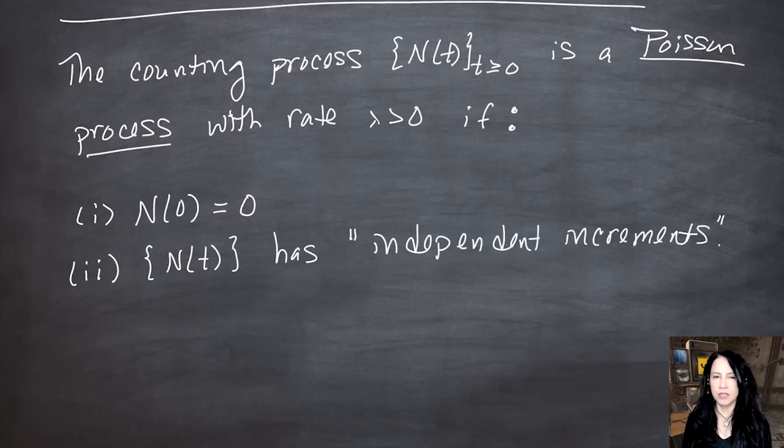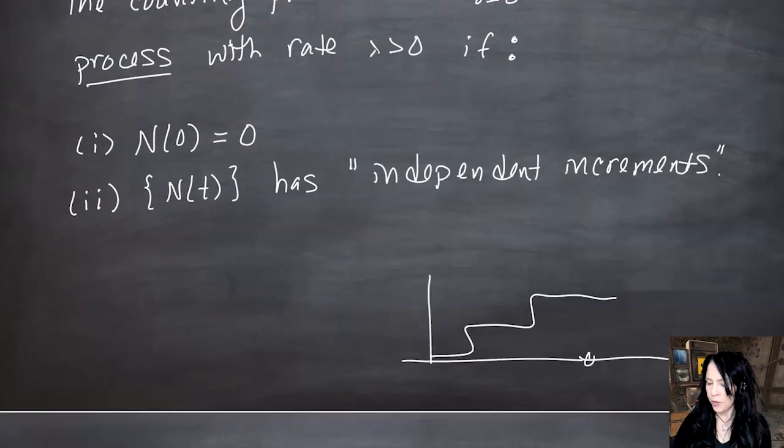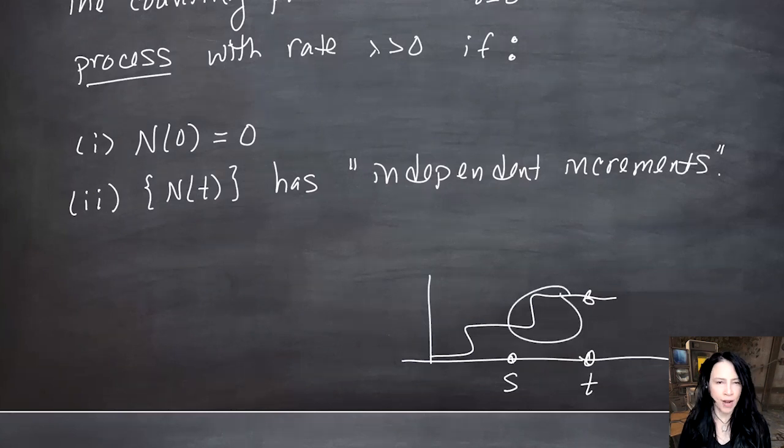The process is accumulating things, events, people. And so where you are at some time t is definitely not independent of where you were at an earlier time, but the numbers of arrivals in between are independent of the number of arrivals in a non-overlapping time interval.